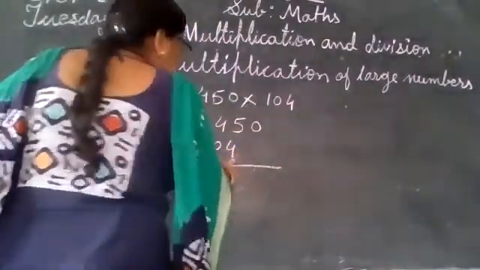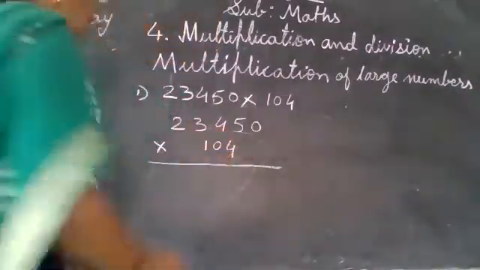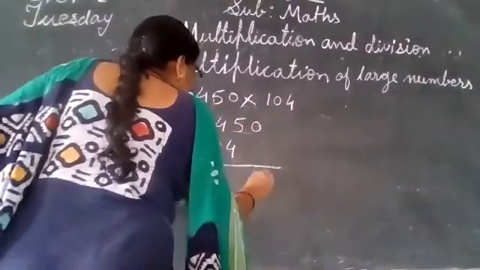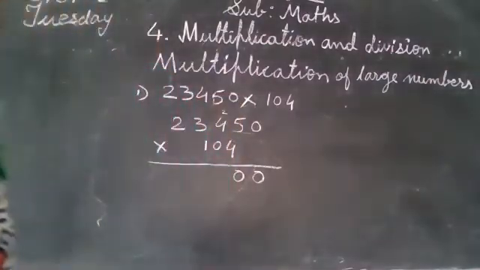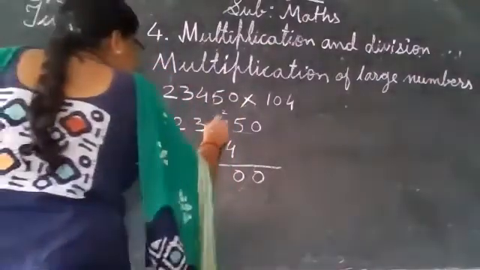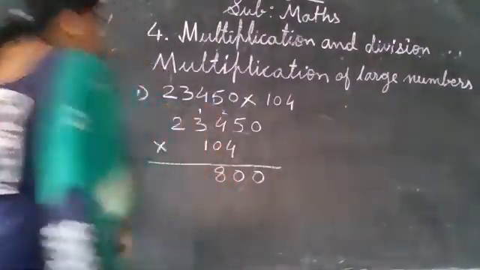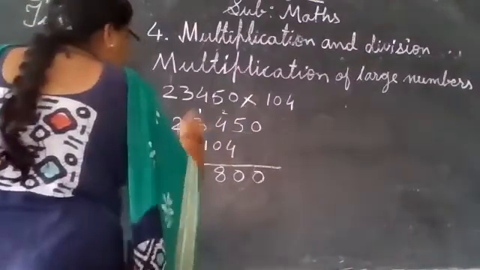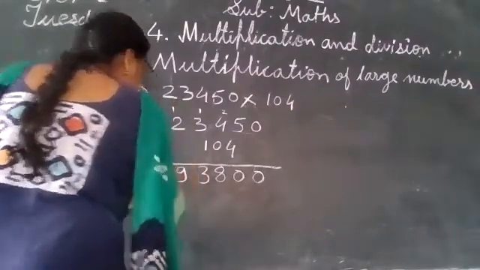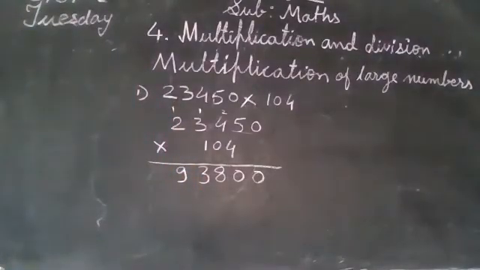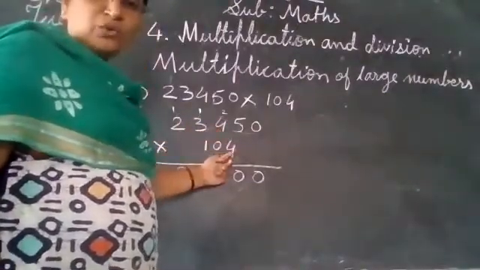So first we are taking 4 and multiply all these digits by 4. 4 zeros are 0. 4 fives are 20. Carry over 2. 4 fours are 16. 16 plus 2, 18. Carry over 1. 4 threes are 12. 12 plus 1, 13. 4 twos are 8 plus 1, 9. Got it, beta? Now the multiplication by 4 is over.